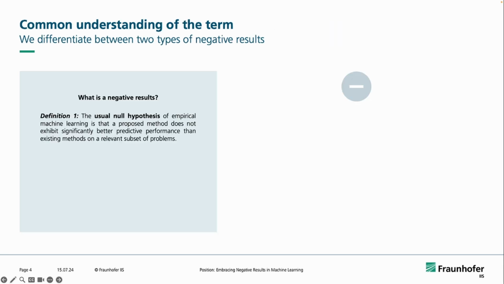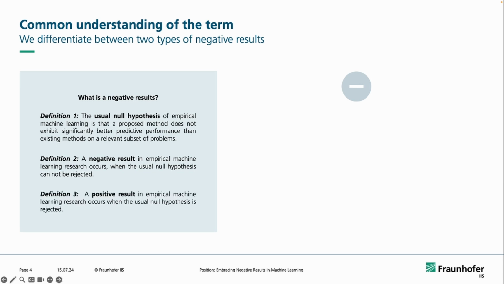To start off from common ground, let's have a quick look at what we believe constitutes a negative result in empirical machine learning research. The usual null hypothesis that we look at in this scenario is that a proposed or examined method does not actually beat the state of the art. And if we're not able to reject that null hypothesis, we get a negative result. And if we're able to reject that null hypothesis, we have a positive result.